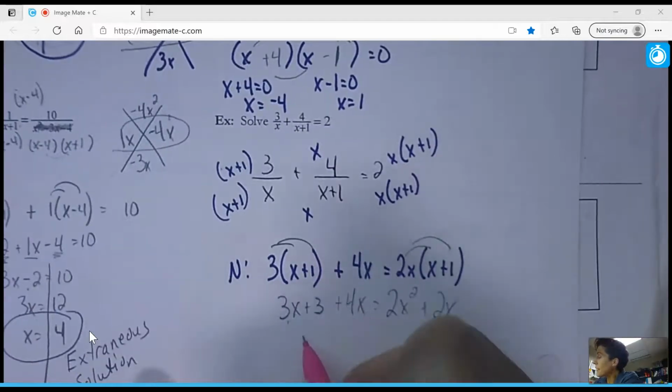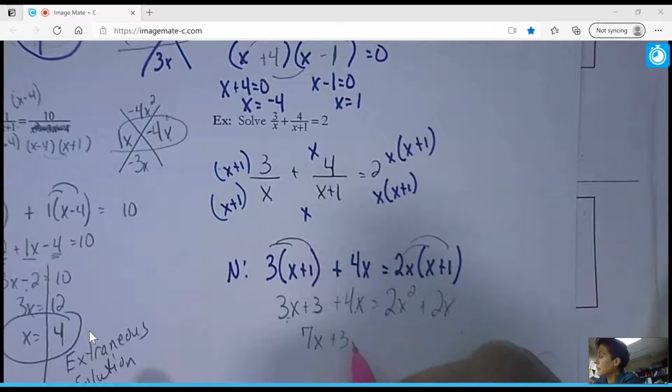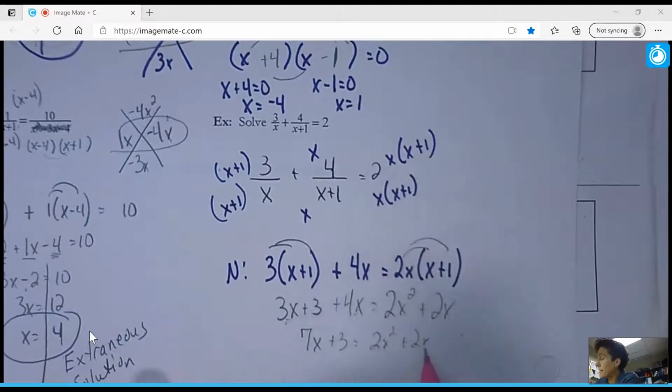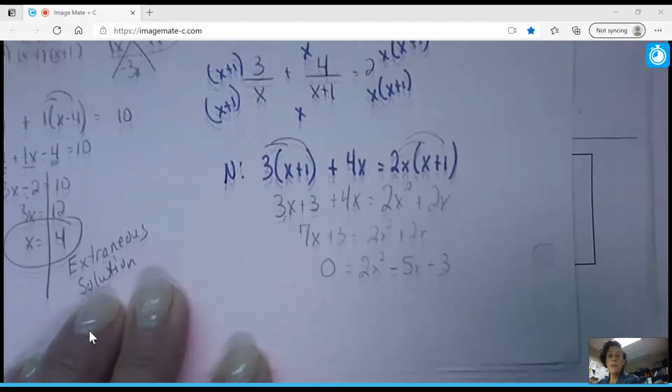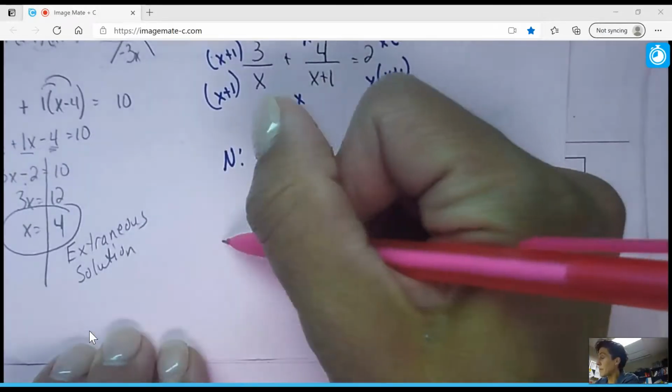So before I do that, let's just clean up this side. This side can become 7x plus 3. And now what I'll do is bring the 7x over to join the 2x. So it makes it negative 5x, and I'll bring the 3 over through subtracting. And now it equals 0, and it's in standard form, so I'm going to make my x.